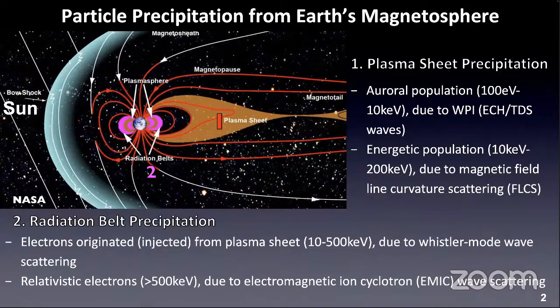The first one is those injected from the plasma sheet that have energies of tens to hundreds of keV, and these electrons are predominantly scattered by whistler mode wave scattering. The other population is relativistic electrons with energies greater than 500 keV, approaching a couple MeV in the radiation belt, and they are mostly scattered by the EMIC waves there. These populations of precipitation connect our magnetosphere to the ionosphere, as June was talking about, through chemical reactions and also the heating of the ionosphere.